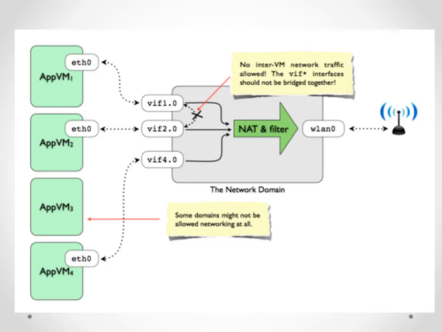This is another view of the network connection from the paper. It shows how several app VMs would achieve access. The bridging of connections between app VMs is disallowed to prevent one from tainting the other.